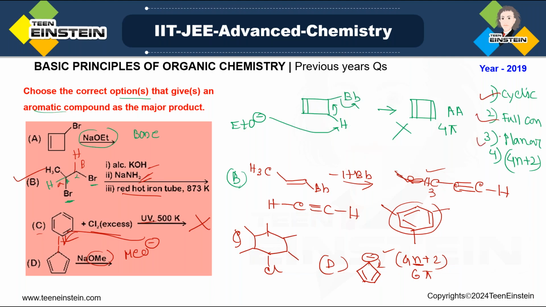So all the conditions for aromaticity are fulfilled, and that is the reason D will also give you an aromatic product as the major product. Here it is mentioned major product because sometimes you may get some other byproducts, but you don't have to consider that. Just focus on the major product, whether it is aromatic or not. So these two are the correct options, B and D.